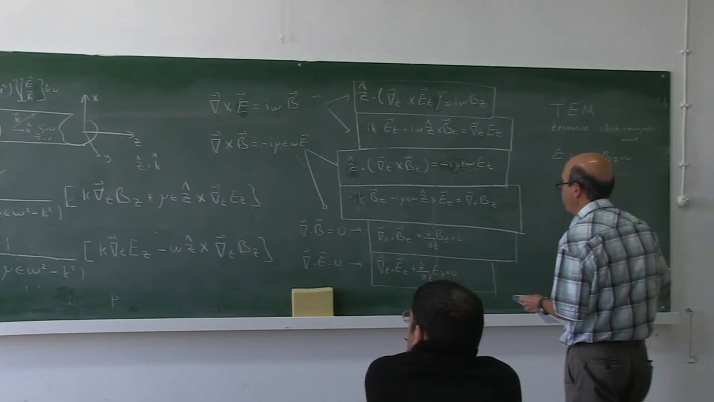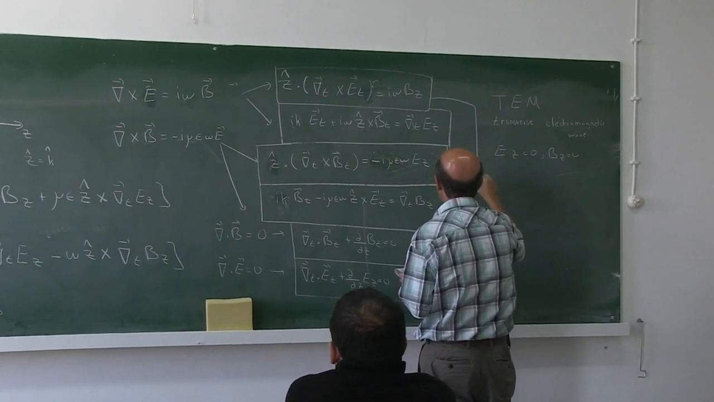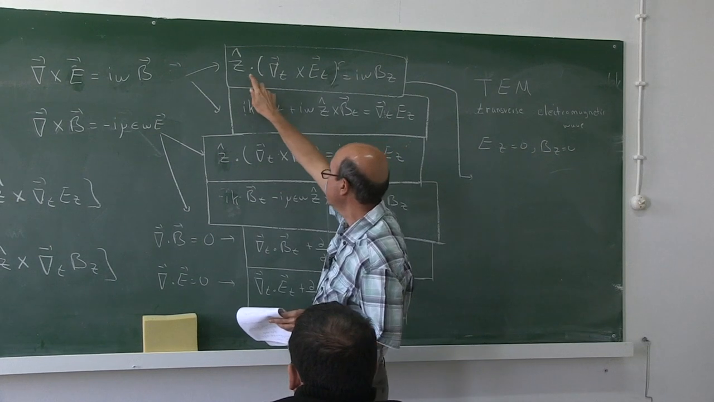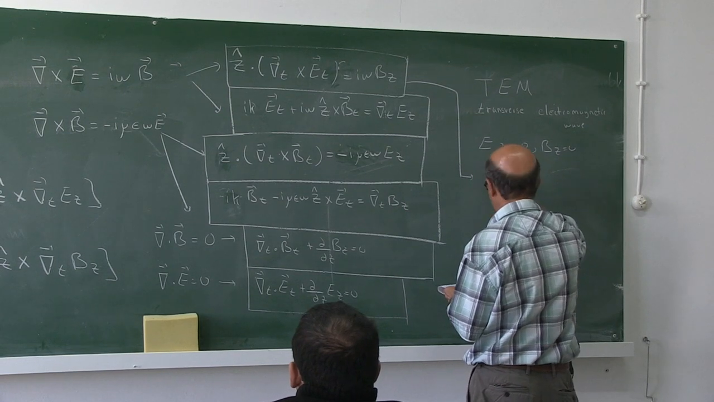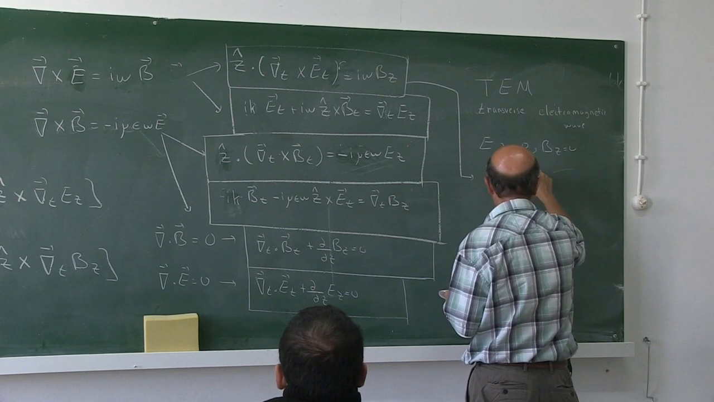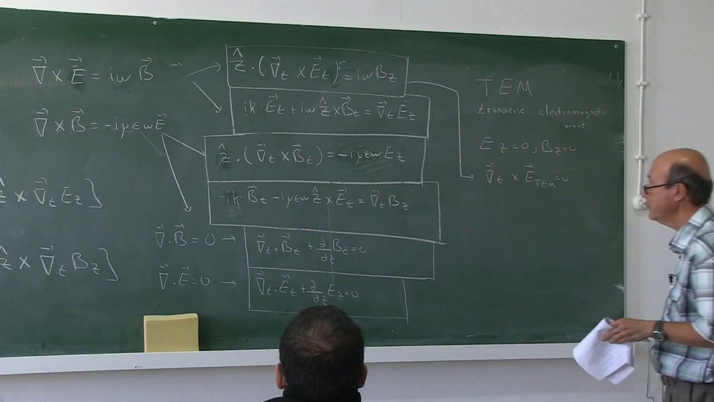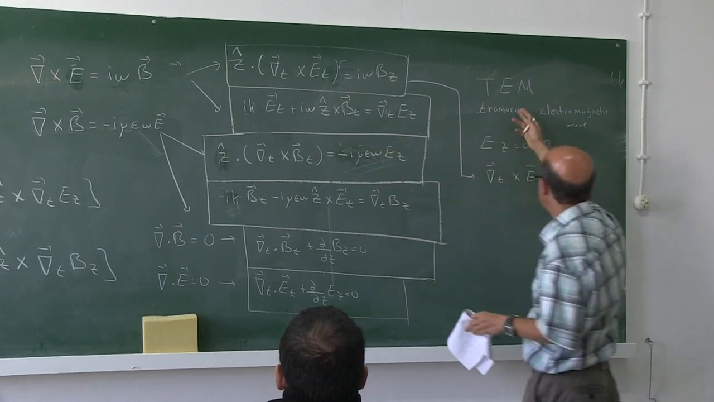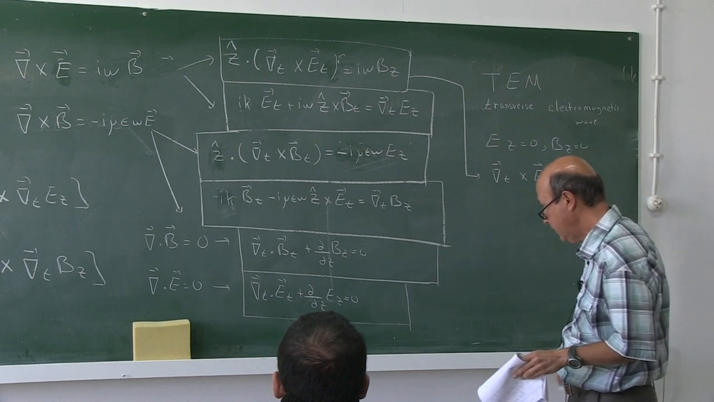If you look at that simple mode, we can see the following things. BZ is zero, and that means that Z dot curl of E is equal to zero, and that means that the transverse curl of E_TEM is equal to zero. That is the property of that equation. We just put BZ equal to zero, and E transverse is in that case E_TEM. That is one equation.